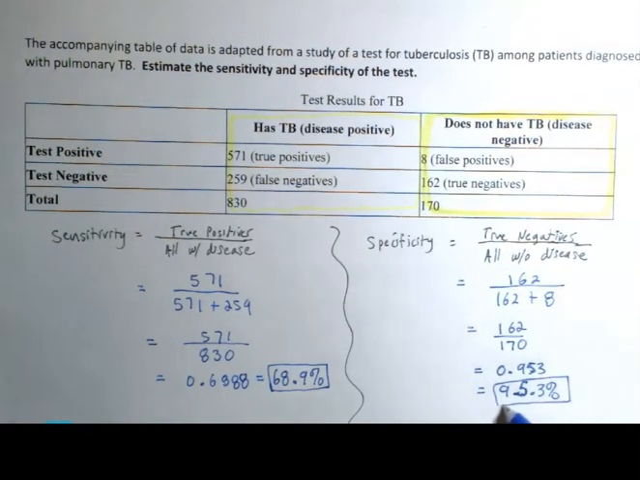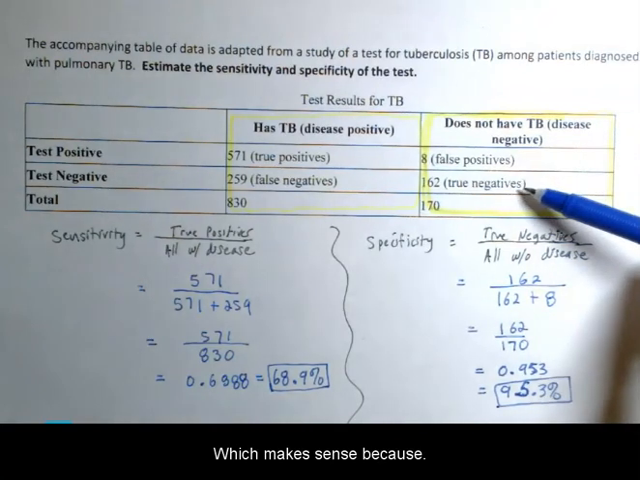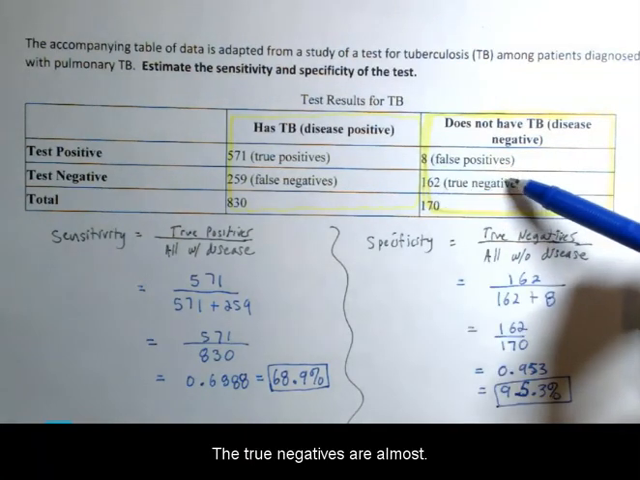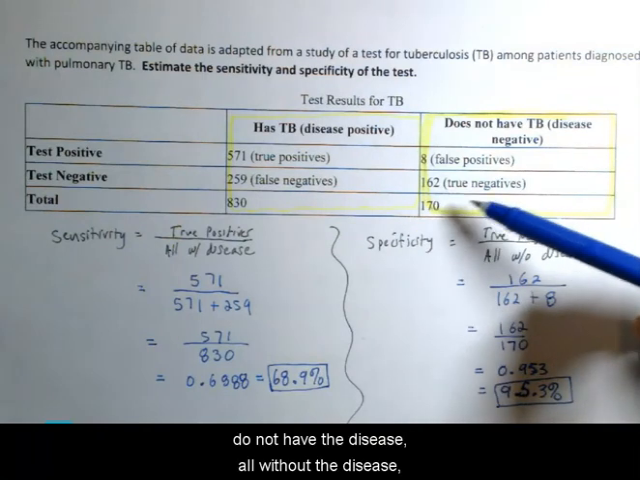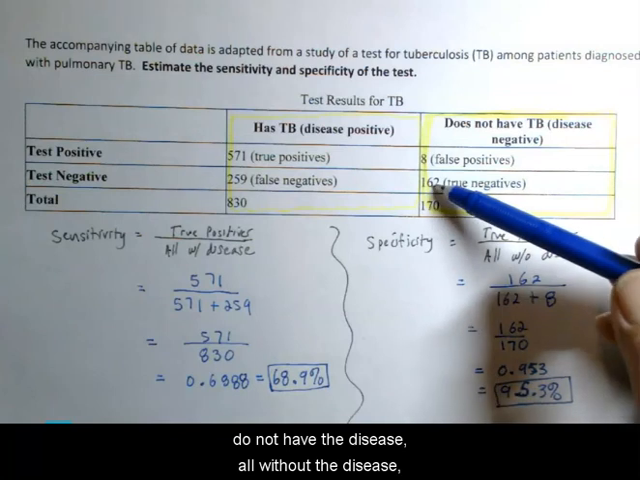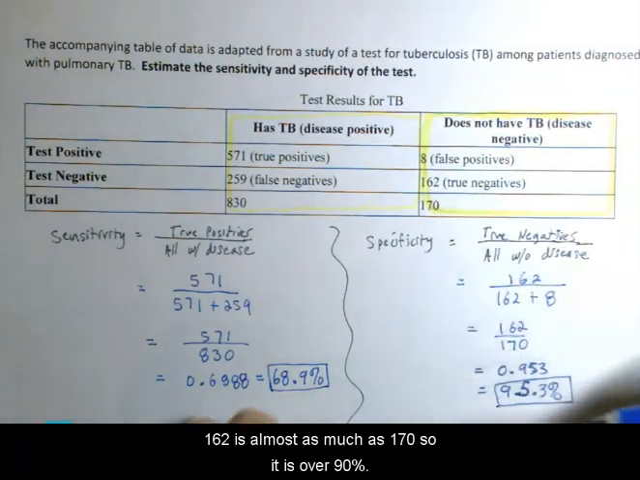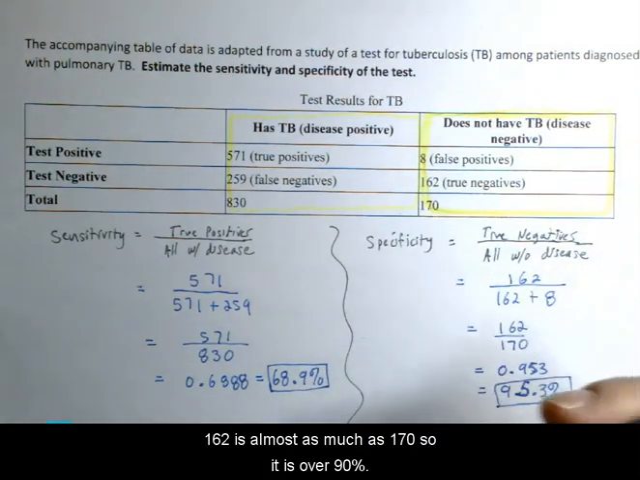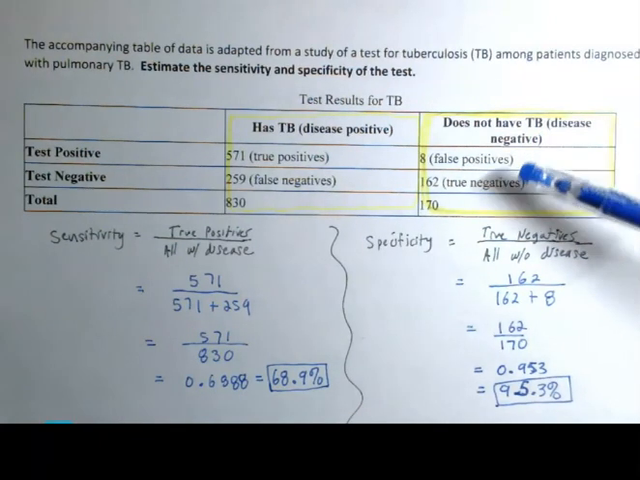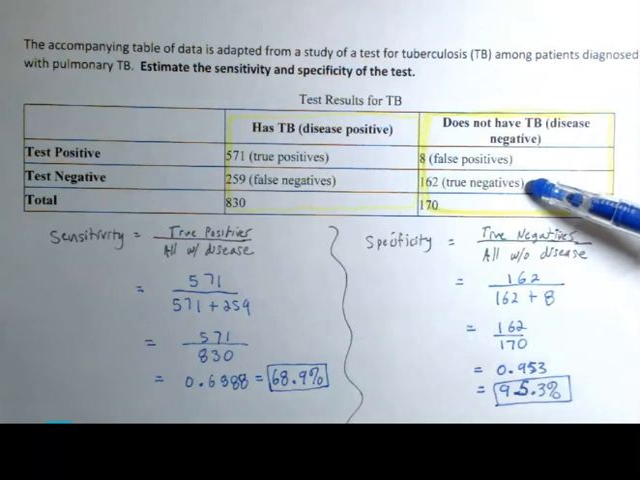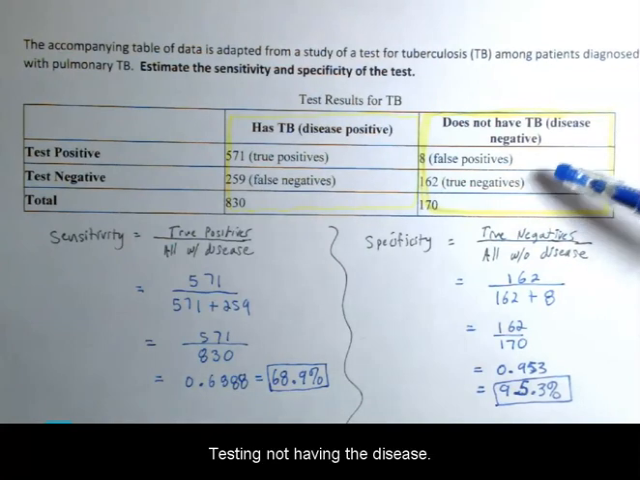Specificity. Which makes sense because the true negatives is almost all that do not have the disease, all without the disease. 162 is almost as much as 170, so it is over 90% probability that you'll have a true negative not having the disease.